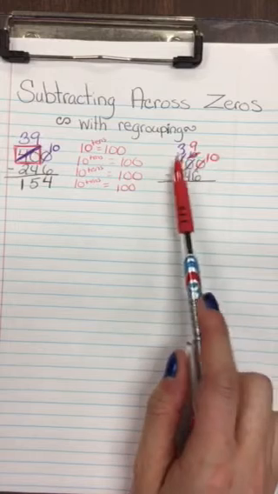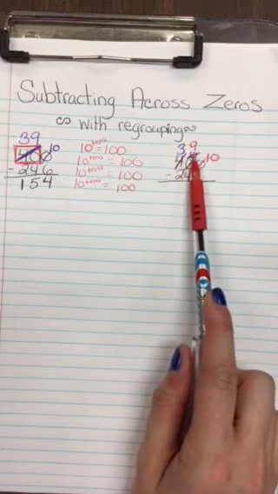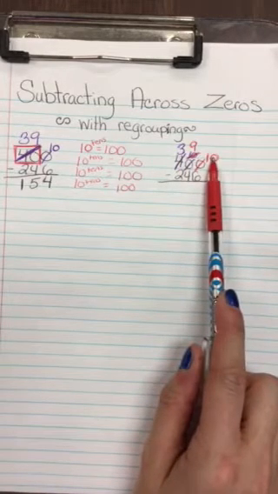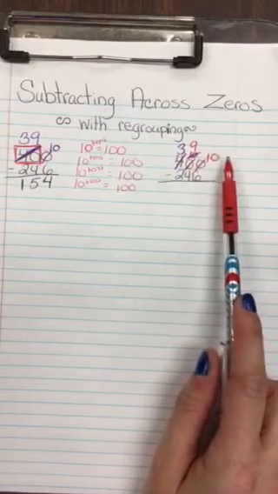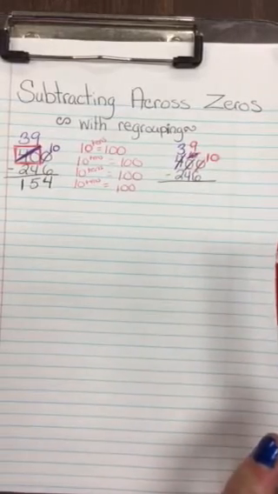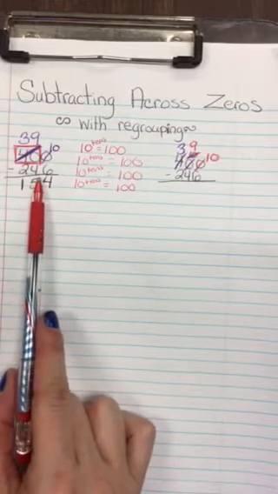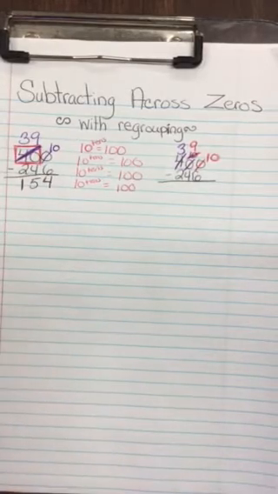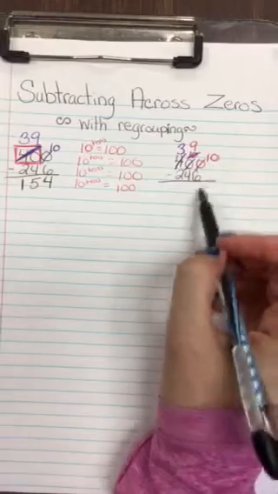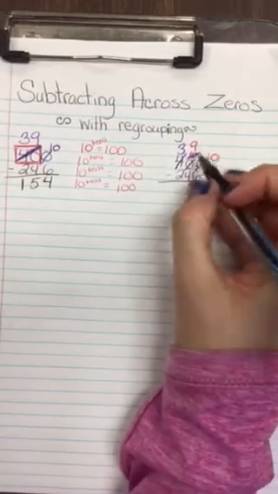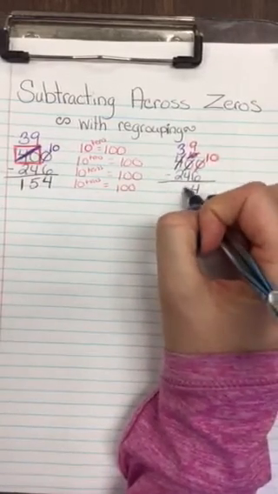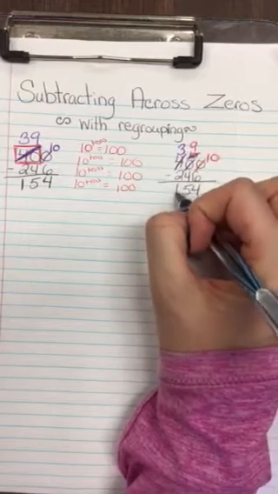So they end up with 3 hundreds, 10 tens, and 10 ones, which actually is 410, so that changes the entire problem. So the boxed-in method eliminates that mistake. So then we just subtract like normal. 10 minus 6, 4; 9 minus 4, 5; and 3 minus 2, 1.